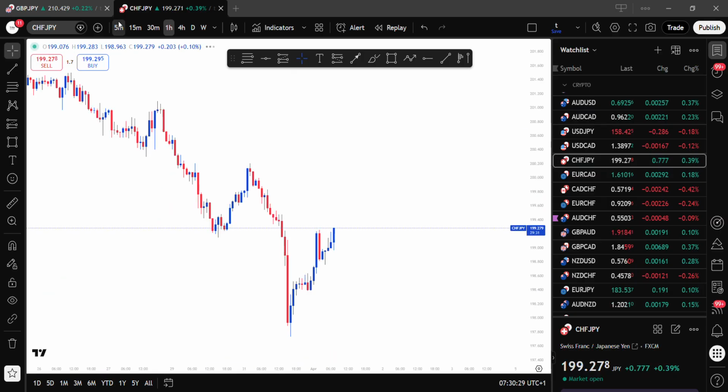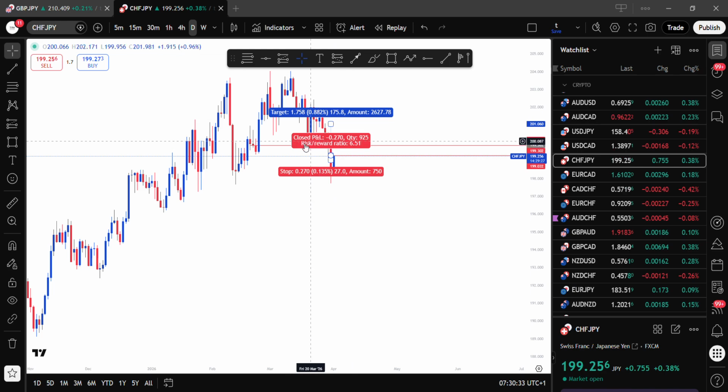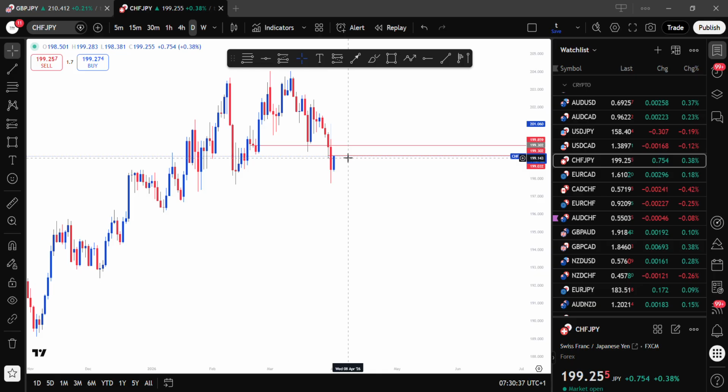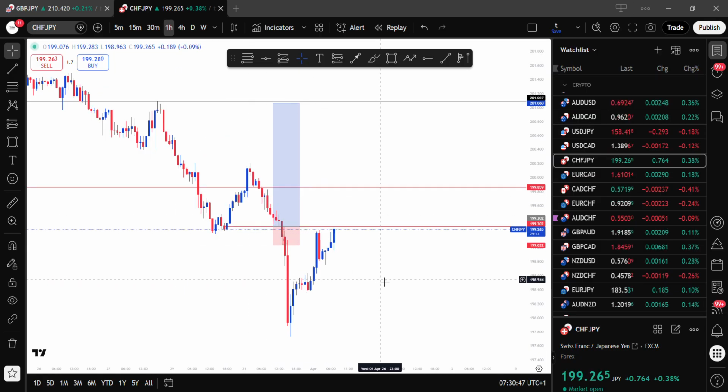On CHF JPY, on the daily time frame, you can see market came to this point at first and we were thinking that it's going to respect this other block, then it broke out of the other block and boom, it went down. So you should be looking out for sales since it did not respect that block, and there's no entry for a sell yet.